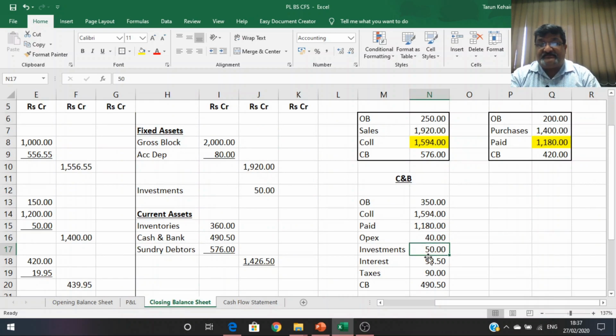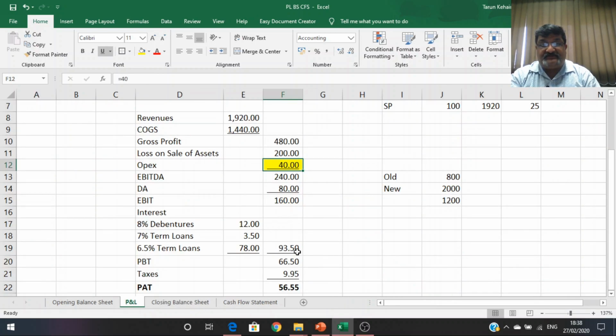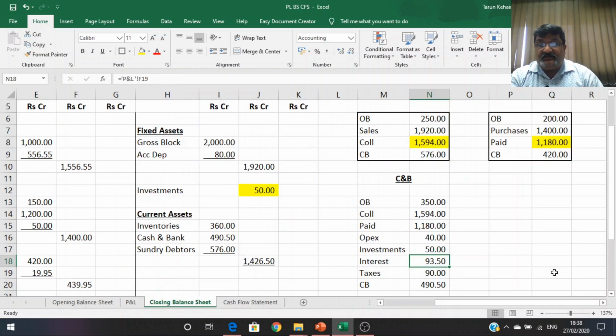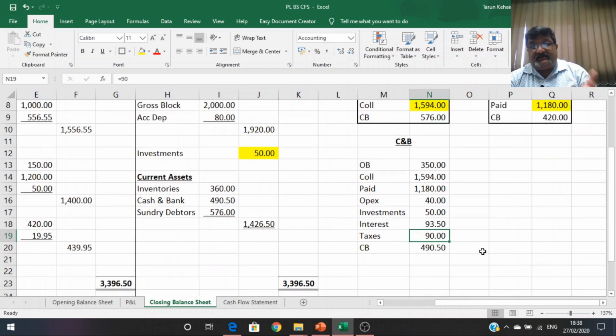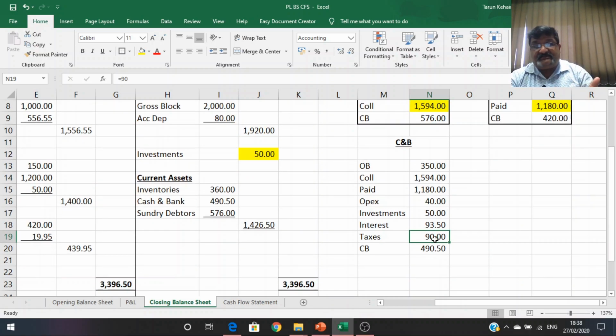Okay, investments worth 50 crores. You can see we have already recognized the investments on our balance sheet, which means we have invested in cash, so we have reduced that from the cash balance. Interest of 93.5 crores, which is clearly visible in your P&L account, and taxes of 90 crores which were paid pertaining to the last year, right? So that is the total payment.